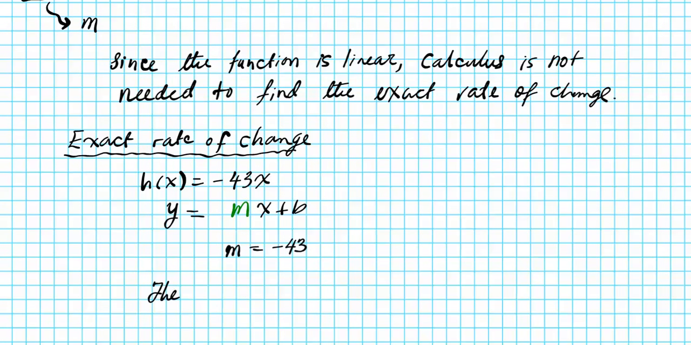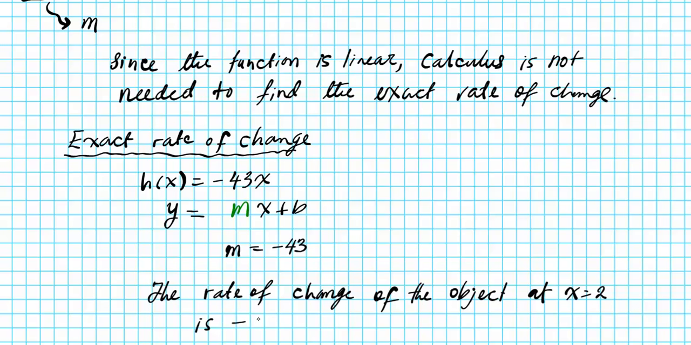So the exact rate of change of the object at x equals 2 is negative 43. Okay, now guess what? Since the rate of change is constant, it doesn't matter where you're at, you will always get the same thing. Okay, that's what happens when you have a linear function.